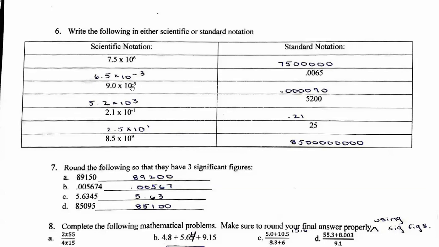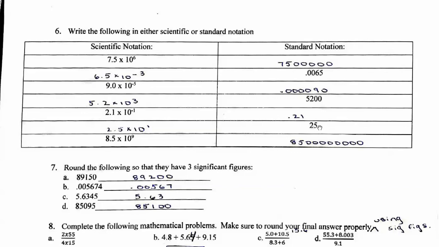This one, it's negative fifth, so I'm going to move my decimal place to the left 5 places. 1, 2, 3, 4, 5, and that's what I get. For this one, I need to make it between 1 and 10, so I'm going to move my decimal place over 1, 2, 3 places. 5.2 times 10 to the third, because I took a big number and made it smaller. For this one, it's a negative 1, so I'm going to move my decimal place to the left, but only 1 place, so it's 0.21.